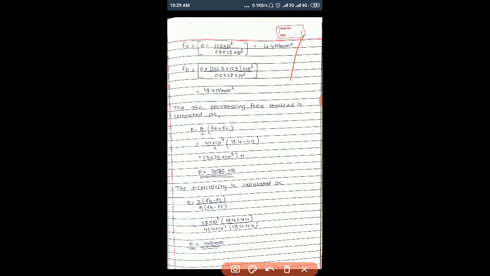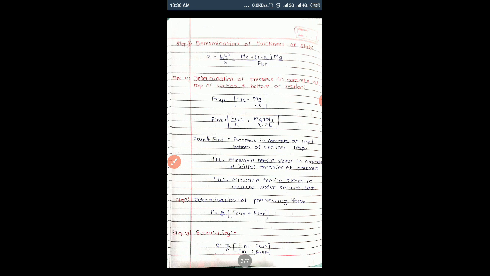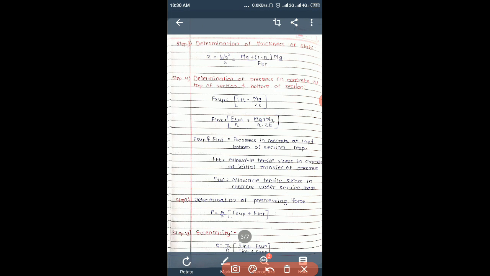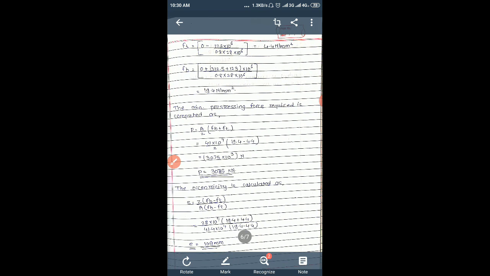If you have any doubt regarding how or from where this value came, I will recall. Just give me 1 second here. Okay, determination of pre-stress in concrete at top and bottom of the section. From this formula we have calculated the stresses at top and bottom of the section, and these values we will use in this formula for finding out the pre-stressing force. From there we get these values, and we substitute these two values for the calculation of pre-stress force.